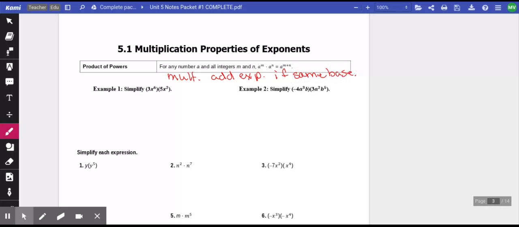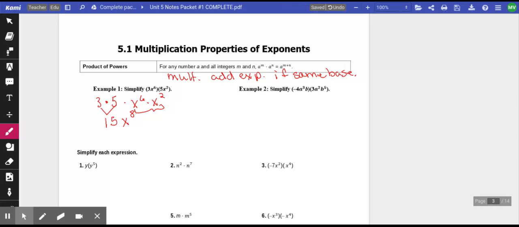So our first example here, when I have 3x to the 6 times 5x squared, that's all just multiplication. So I'm going to rearrange that so that I have the 3 and the 5 together, times x to the 6 times x squared. 3 and 5, these are just numbers. 3 times 5 is 15. Here I have the same base, so I keep the base x and I add the exponents. So it's 15x to the 8.